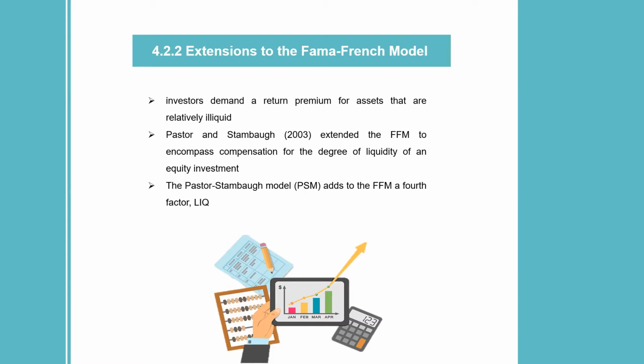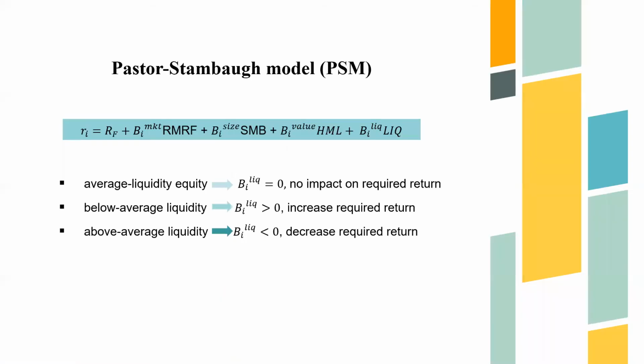The Pastor-Stambaugh model (PSM) adds to the FFM a fourth factor, LIQ, representing the excess return to a portfolio that invests the proceeds from shorting high liquidity stocks in a portfolio of low liquidity stocks. The PSM is as shown in the slide. An average liquidity would have a liquidity beta of 0 with no impact on required return. On the other hand, below average liquidity will have positive liquidity beta and it would increase the required return, while above average liquidity would have negative liquidity beta and would decrease the required return.